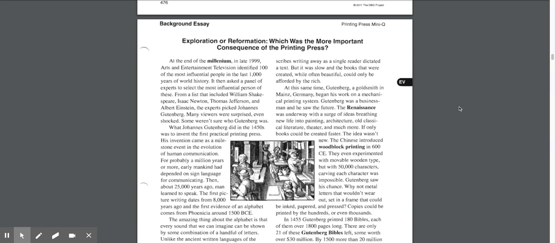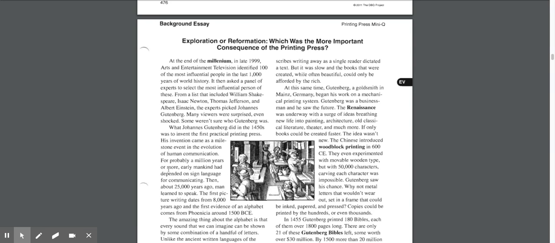Many viewers were surprised, even shocked. Some weren't sure who Gutenberg was. What Johann Gutenberg did in the 1450s was to invent the first practical printing press. His invention came as a milestone event in the evolution of human communication.